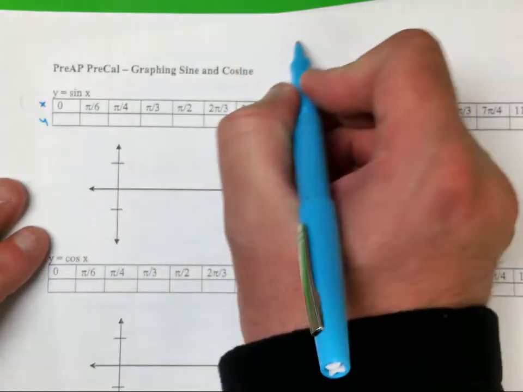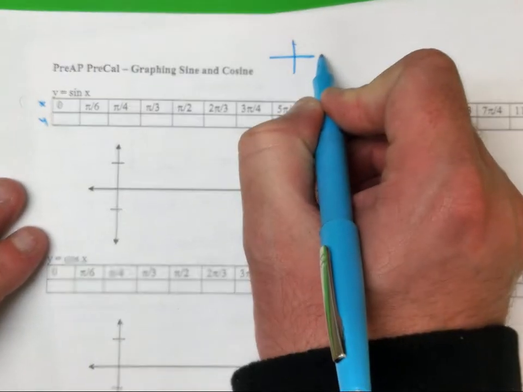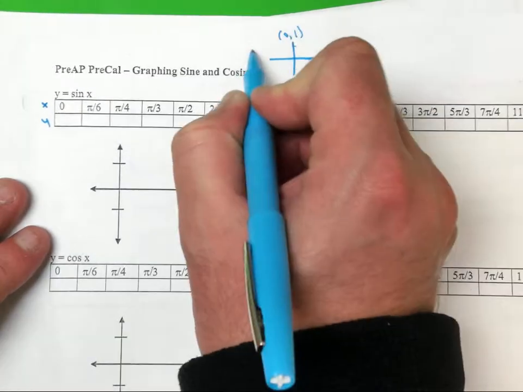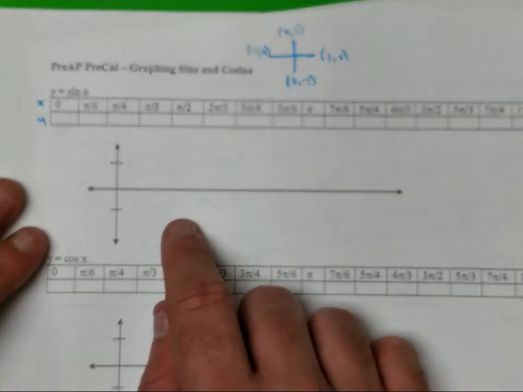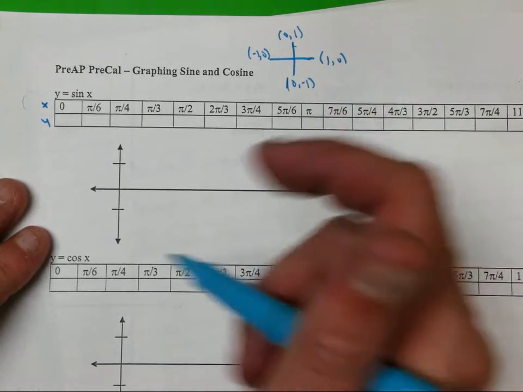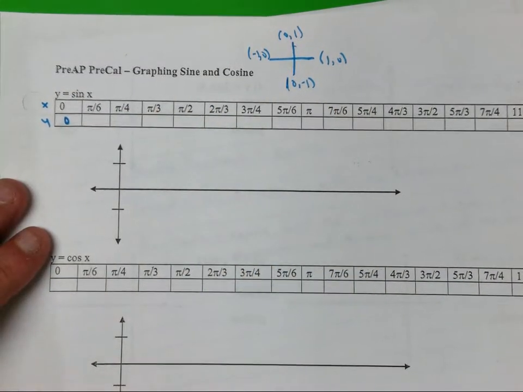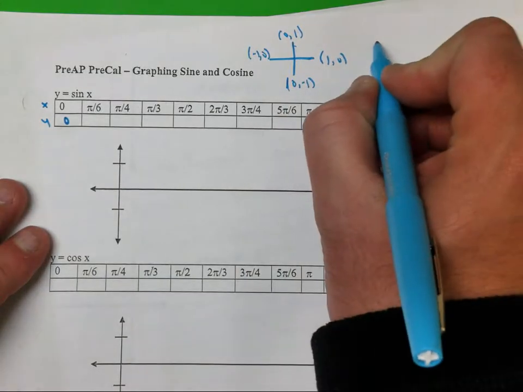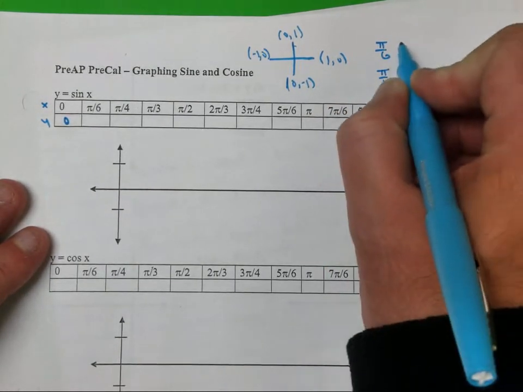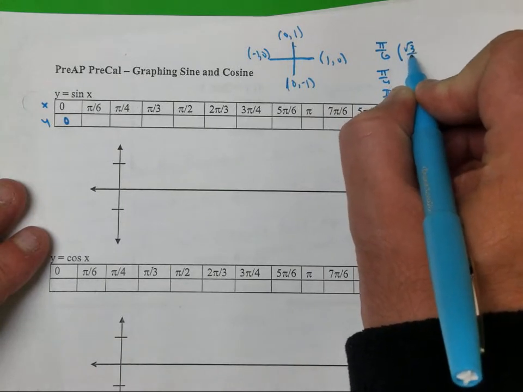Sine of 0. So let me show you what that is talking about. Let's think of this. Zero is right here. What's your ordered pair? 1, 0. 0, 1. Negative 1, 0. 0, negative 1. I want the sine, which means you want the y value. Pi over 6, you should know. I'm going to write these ordered pairs over so you can see.